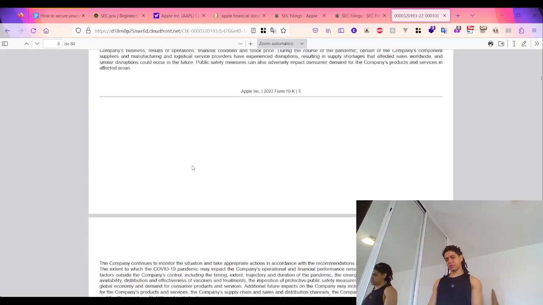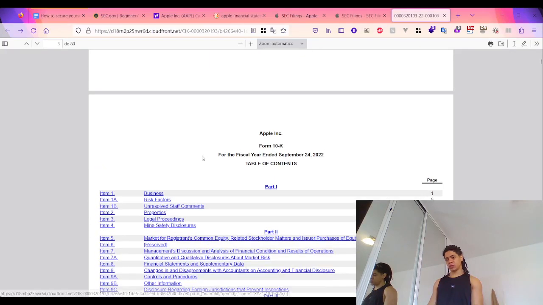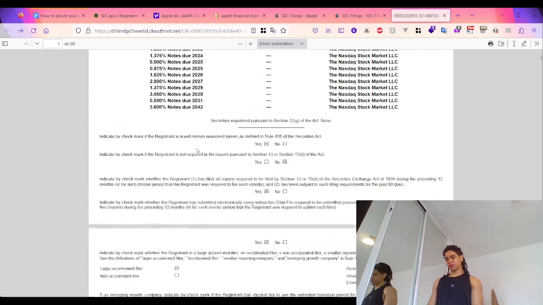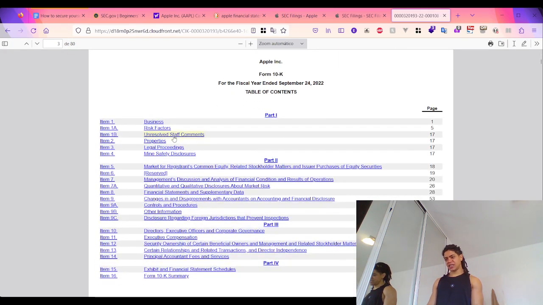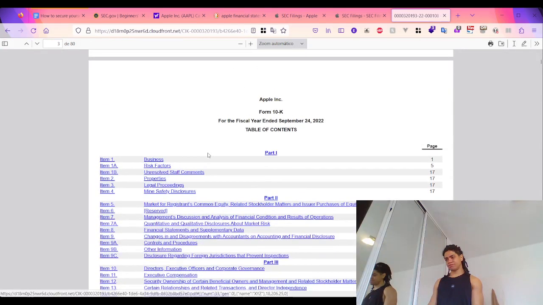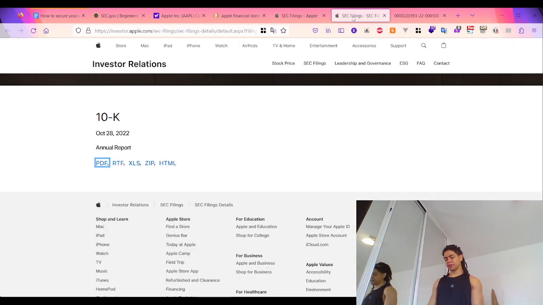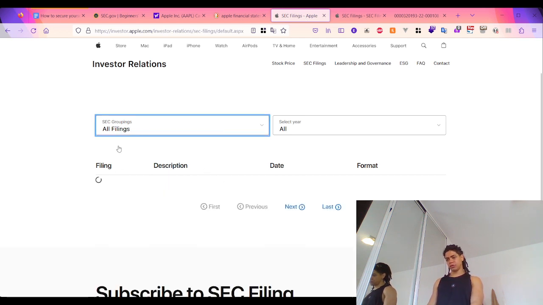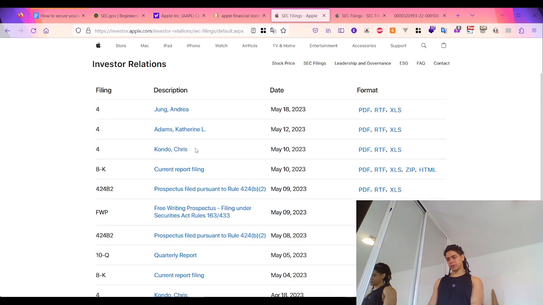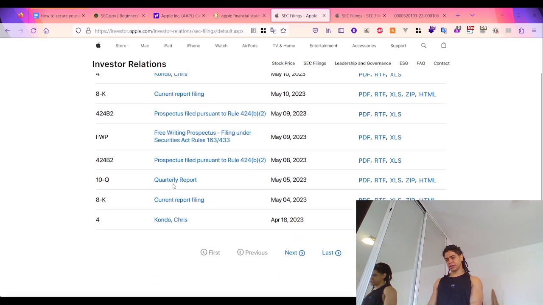So here, they don't show, or I don't see they show, the fiscal year end, but they don't show quarterly filings, right? They don't show the quarterly report.